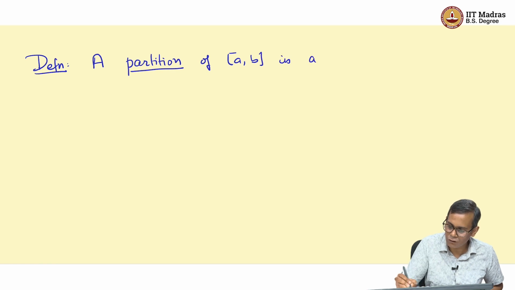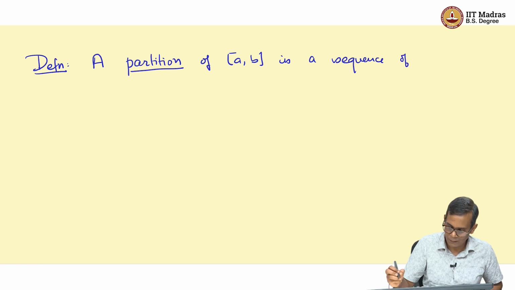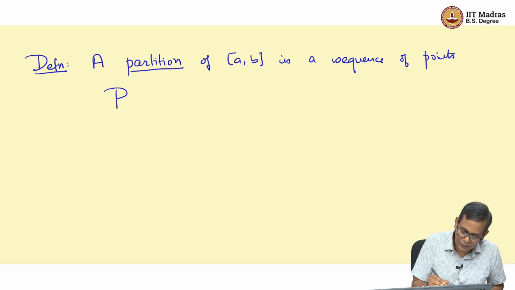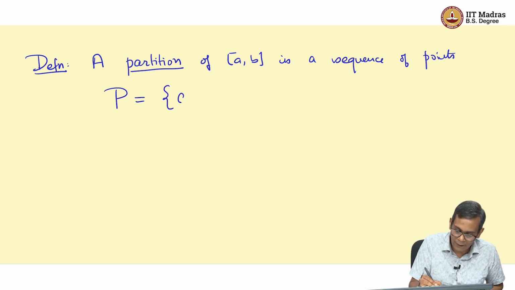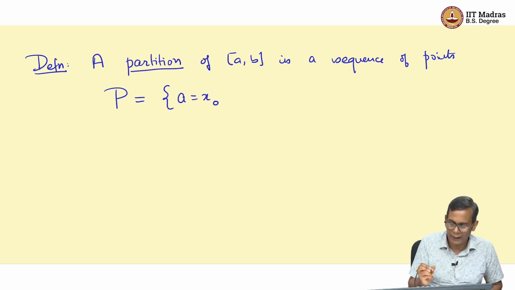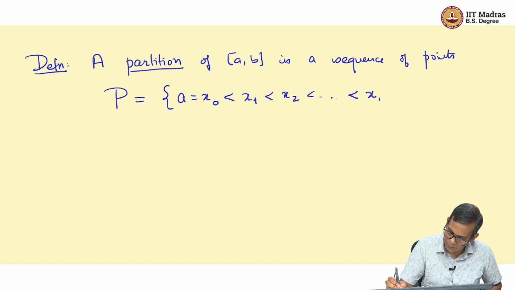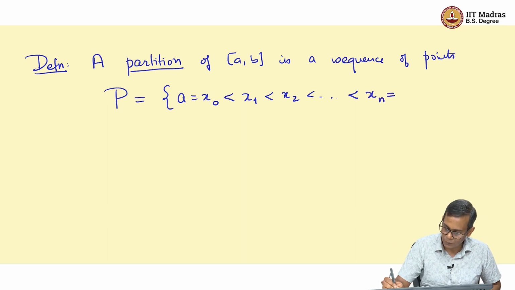is just a sequence of points. I'll call it P, which stands for the partition. What is the data associated with the partition? It's a sequence of points. The leftmost point has to be a, so I'll call that x naught. Then the next point is x1, the next point is x2, and so on. This goes up to n points, well, n plus 1 technically. But the last point should be b.